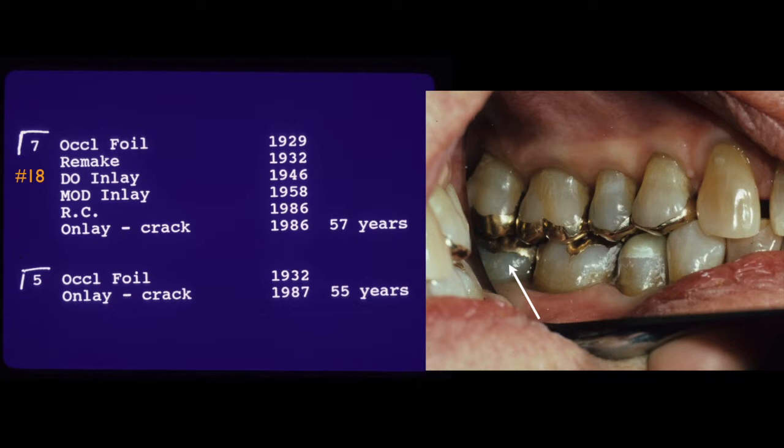A DO inlay in 1946, became an MOD in '58. The pulp died in 1986, and we did the onlay at that time because of a crack, 57 years after the first foil. Number 20 had an occlusal gold foil in 1932, cracked in 1987, 55 years later. We're in the process of making the onlay when this photograph was taken.